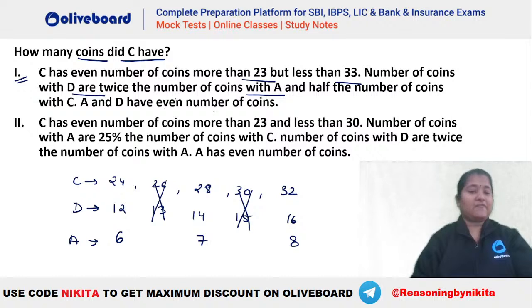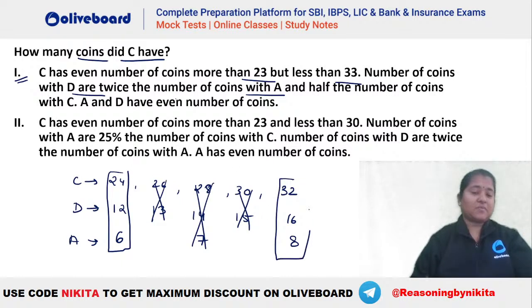Now A and D have even number of coins. So A and D have even number of coins. That means you can understand that this 7 is not a possibility. So this is also invalid. So you can see either this is the combination for A, D and C, or this is the combination. Either of the two possibilities. That means one alone is not sufficient to answer the question.